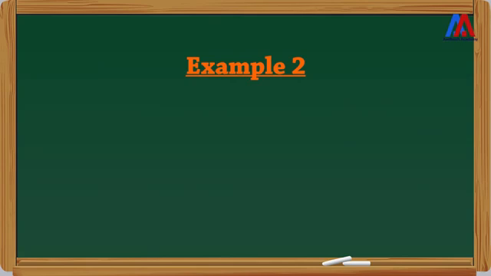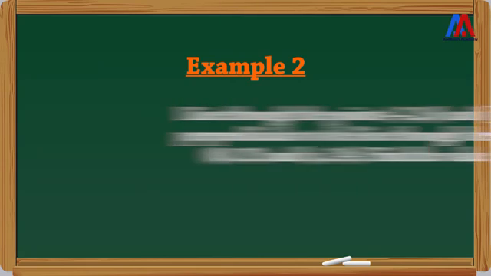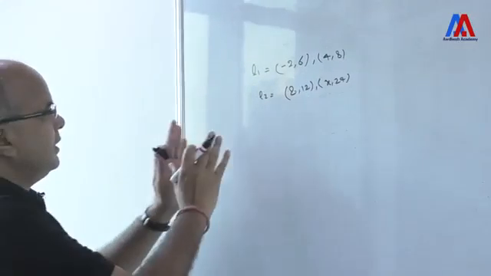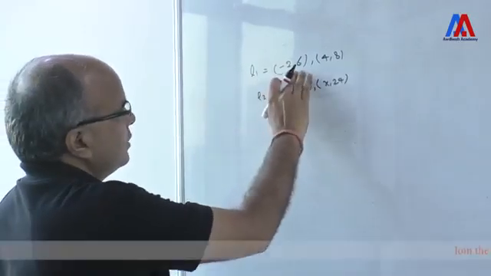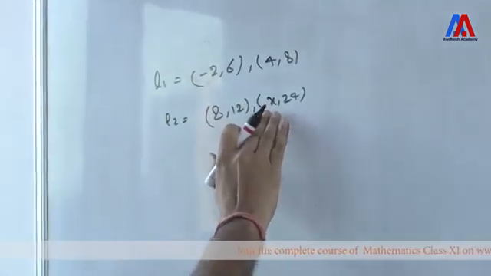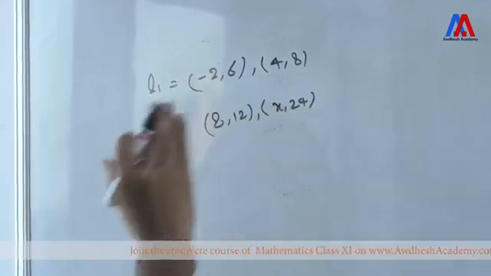Let's now go to example number 2, which says: the line through the points (-2, 6) and (4, 8) is perpendicular to the line through the points (8, 12) and (x, 24). Find the value of x. So it is given that in the first line there are 2 points (-2, 6) and (4, 8), and on the second line there are 2 points (8, 12) and (x, 24).